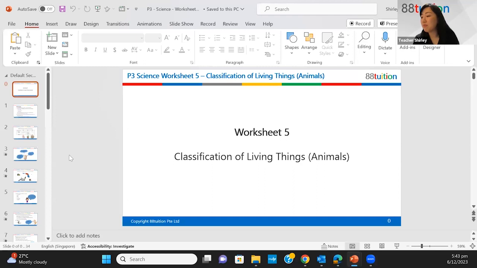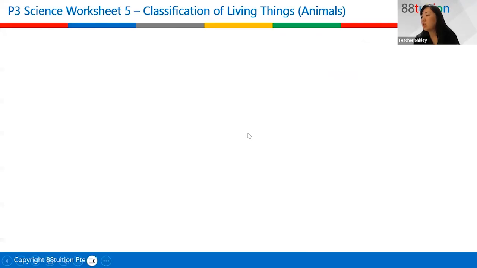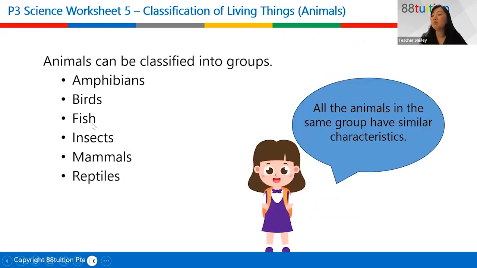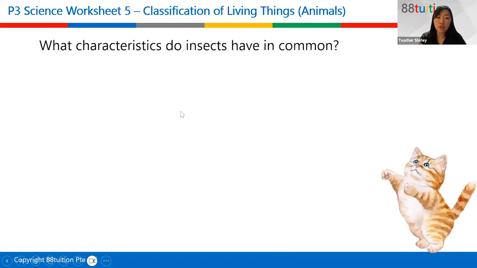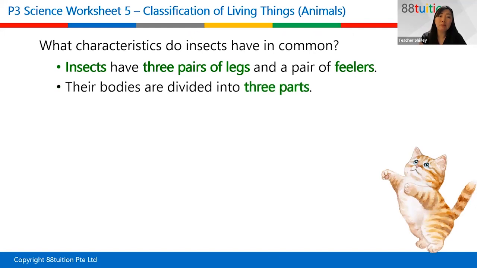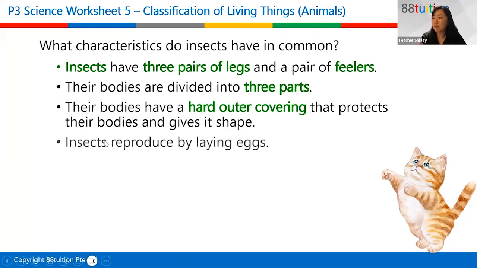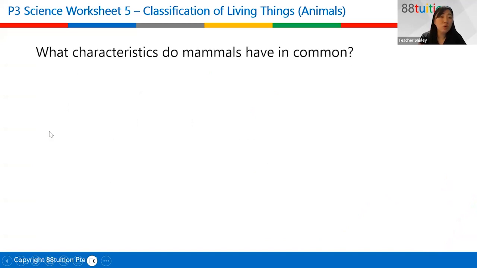So just now we talked about amphibians, we talked about fish, we talked about birds. So now we are going to talk about the other three groups. Remember, amphibians, birds, and fish we've covered. So now we are going to cover the other three groups, which are your insects. What's so special about insects? Insects have 3 pairs of legs. They have a pair of feelers. Their bodies are divided into 3 parts. And they have a hard outer covering that protects their bodies and gives it shape. They reproduce by laying eggs. So that's insect.